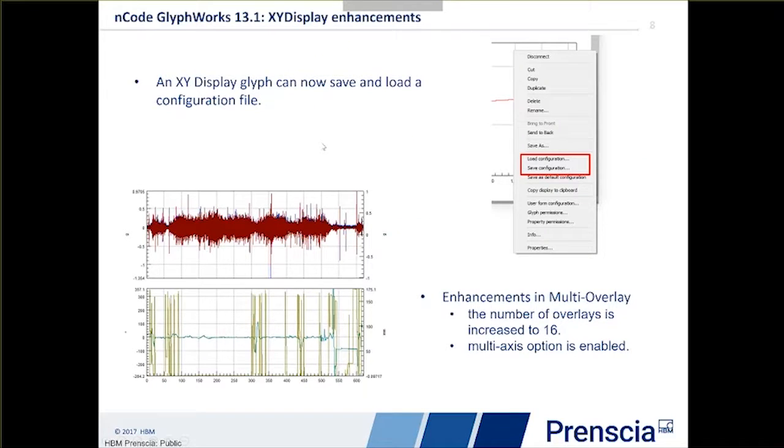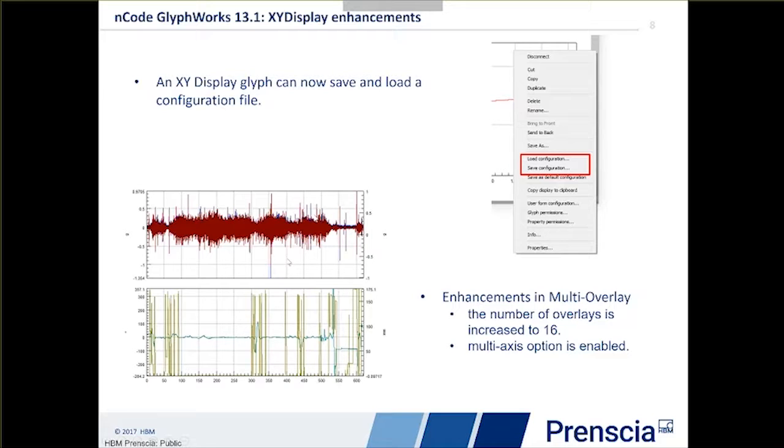Then in terms of displaying data, time series, spectra, histograms, things like that, we're using the XY display. What's new in 13.1 is the ability to save and load configurations. Say you change colors or grid or things like that, you want to make your plot more meaningful or intelligible. You can then save this configuration and reload it later, right? This is a new feature that you'll find by right-clicking on an XY display.